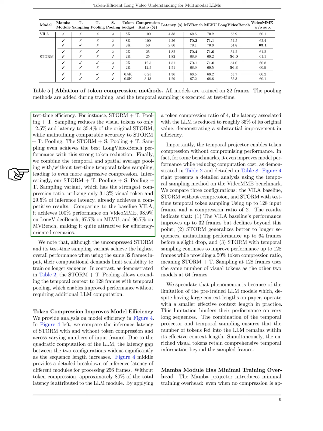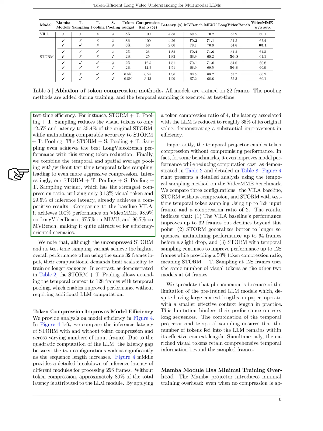By merging temporal and spatial average pooling with or without test-time temporal token sampling, we achieve even greater compression. Notably, our variant that combines all these methods, which has the highest compression ratio, uses only 3.13% of visual tokens and 29.5% of the original latency, yet still delivers competitive results. Compared to the baseline VLA, it achieves full performance on VideoMME, nearly full on LongVideoBench, and high scores on MLVU and MVBench, making it appealing for efficiency-focused applications.